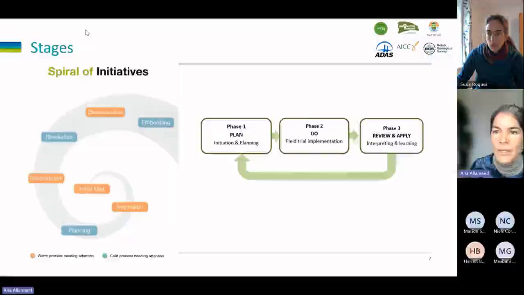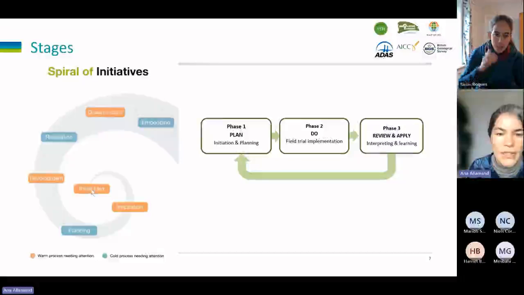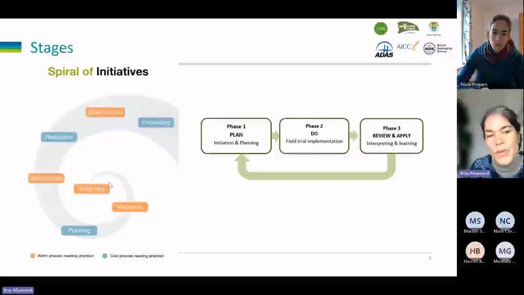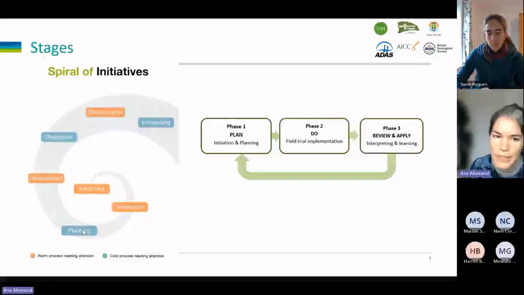And a way of thinking about it that can be really useful is thinking of this spiral of initiatives. So you have an initial idea, then you move into the inspiration. So someone comes with an idea, then you start trying to hone it down. Then you move into the planning of how you're going to test this idea, how you're going to implement it on the ground. And this area, if you see, takes a big chunk of the process.